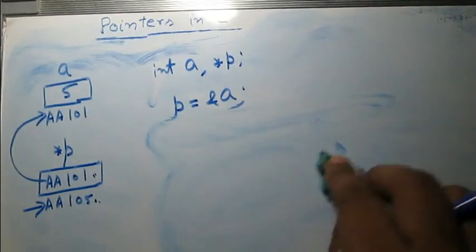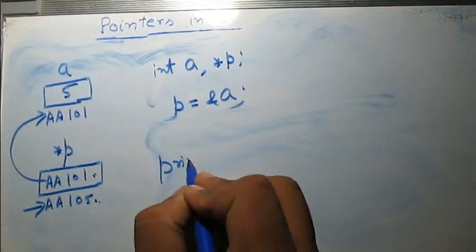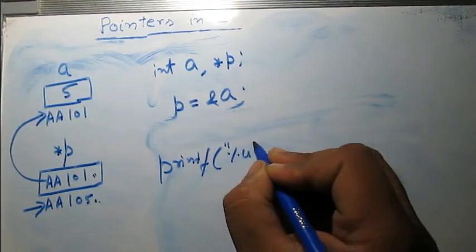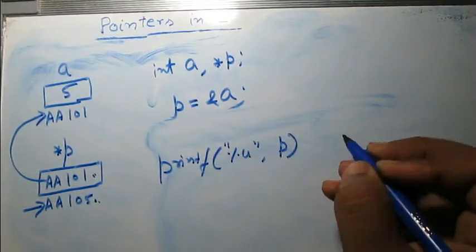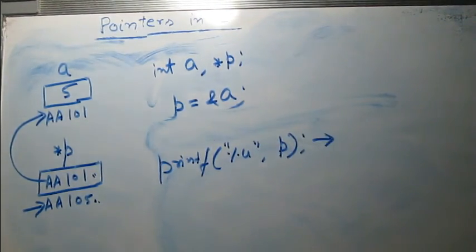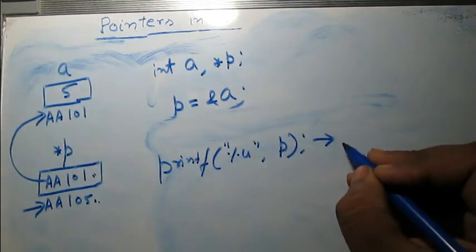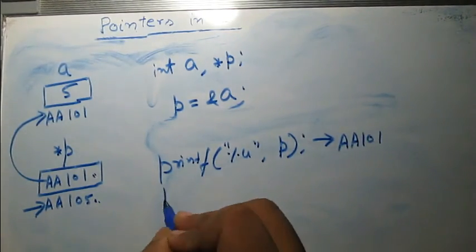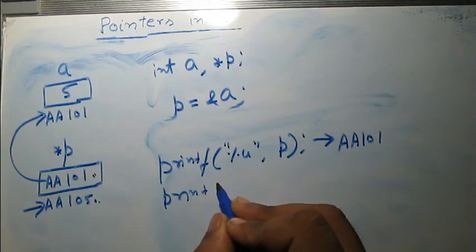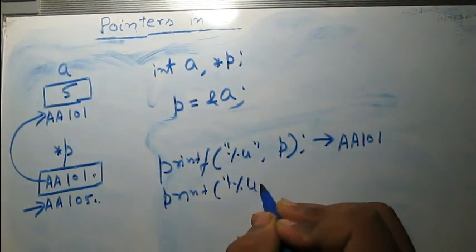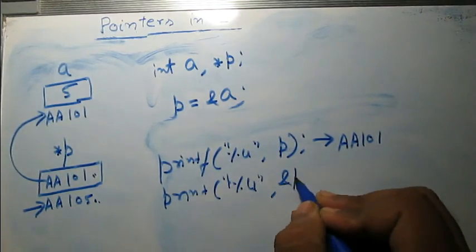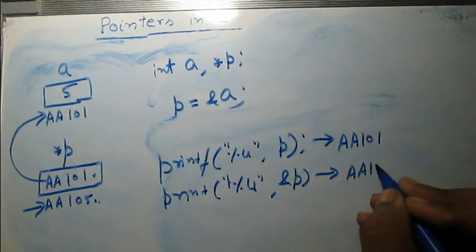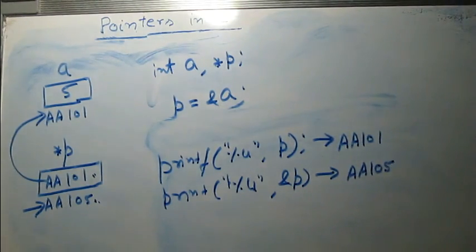If you write printf("%u", p), what will this print? This will print the content of p. So the content of p is A101. But if you write printf("%u", &p), this will print the address of p. The address of p is A105. I think this is clear.